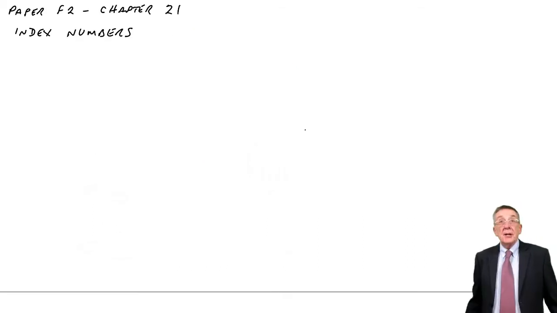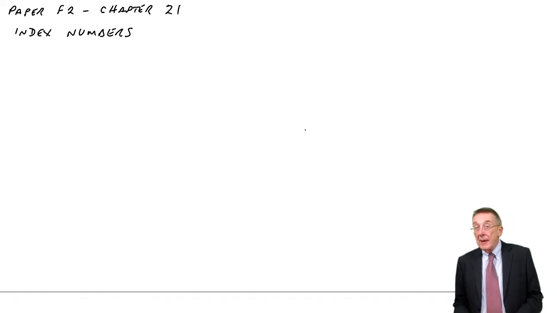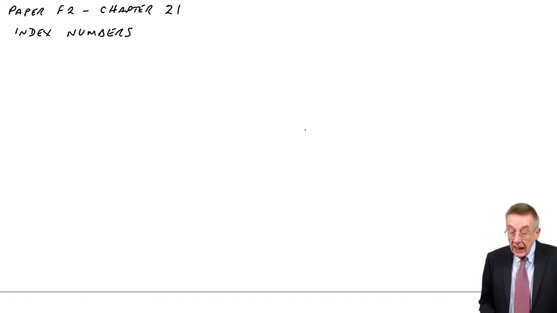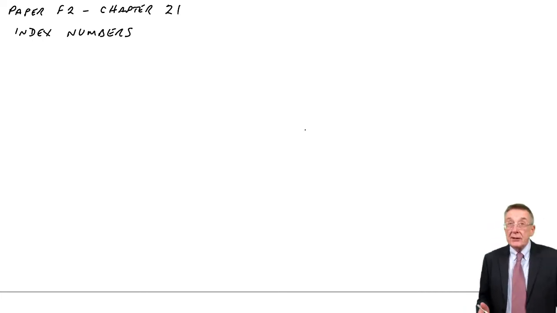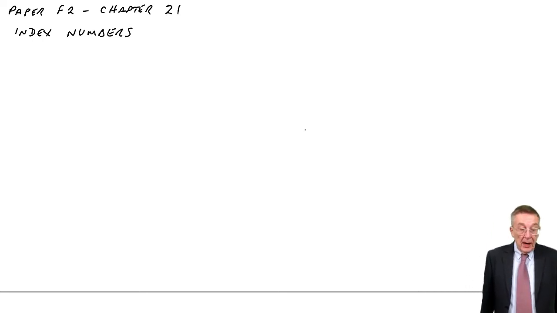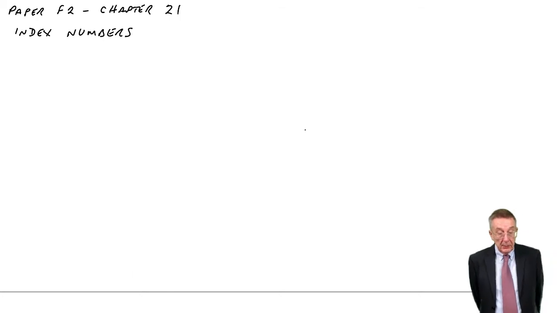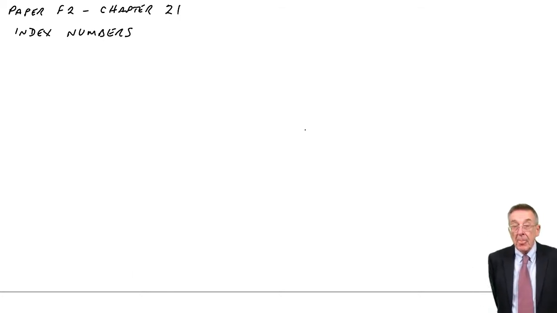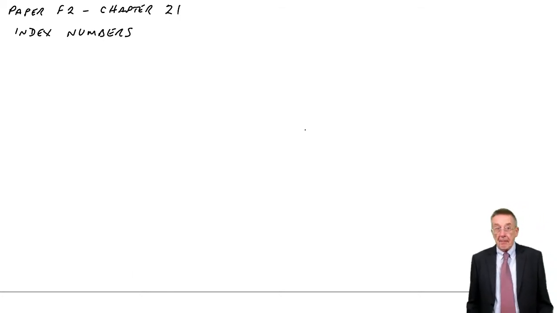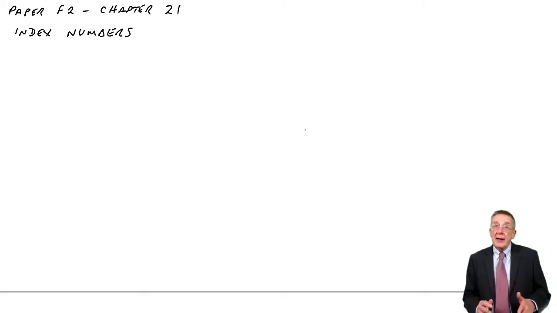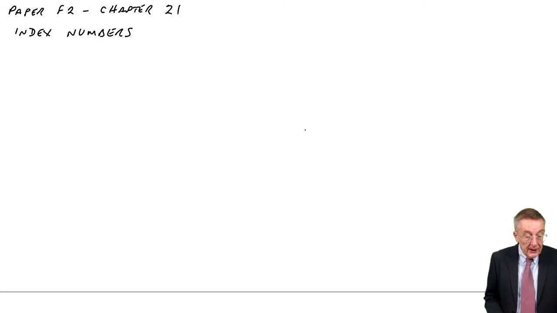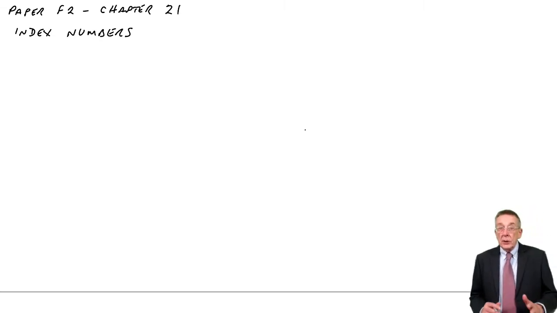All right, this lecture is on chapter 21 of the free paper F2 lecture notes, and it's on index numbers. As it says in the introduction to the chapter, the purpose is to show the rate of change of a variable from one specified time to another, which sounds terribly exciting, but the most common use is to measure the effect of inflation on prices. To show you what I mean, look at example 1.